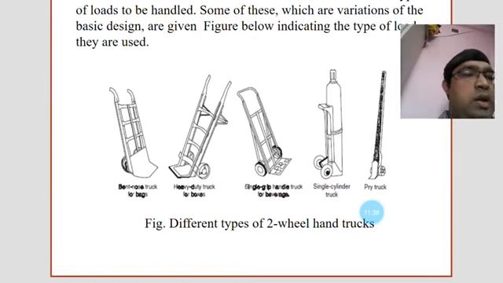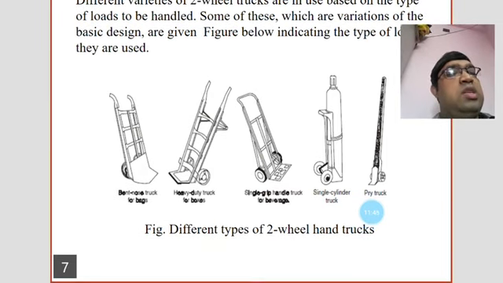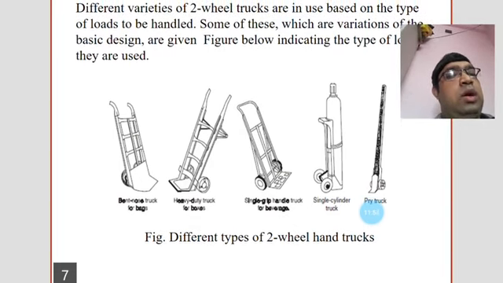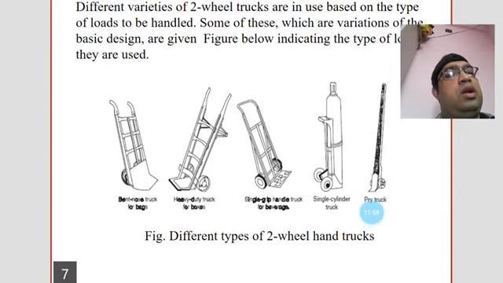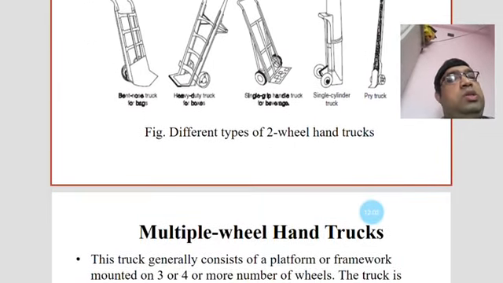With pride trucks, sometimes the thickness is very small but the load is very high, and we transfer this type of material using the pride truck. Basically, these are the different types of two-wheel hand trucks used for the transfer of materials from one place to another.